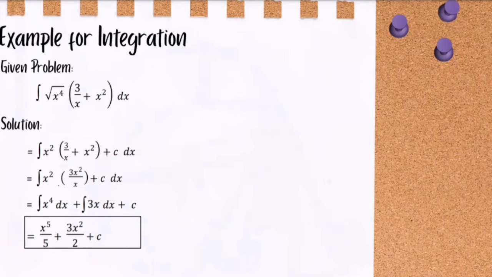Next, you have a given problem. So we're going to solve the antiderivative of the integral of square root of x to the power of 4 times 3 over x plus x to the power of 2. By the way, this is the integral sign, and this dx is just the variable of integration. This indicates that this is a function with respect to x. This variable of integration is a dummy variable and has no impact on the computation of the integral.